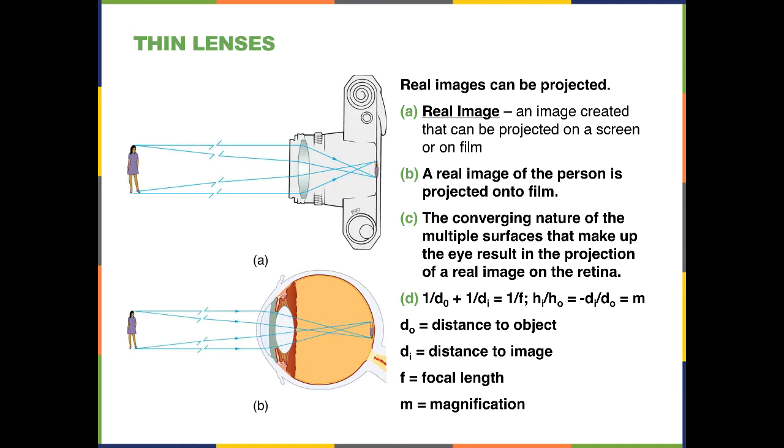Now if it's a diverging lens, f is negative. If it's a converging lens, f is positive. If the magnification is negative, the image is inverted, like in these two examples. If, on the other hand, the magnification is positive, it's upright.